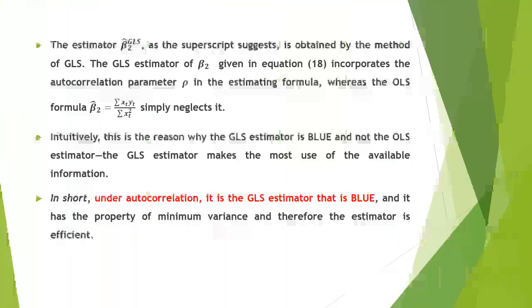The GLS estimator of beta 2 given in this equation incorporates the autocorrelation parameter rho in the estimating formula, whereas the OLS formula, beta 2 hat equal to sigma xt yt divided by sigma xt square, simply neglects it. Therefore, this is the reason why the GLS estimator is BLUE. It has the property of minimum variance and therefore the estimator is efficient.